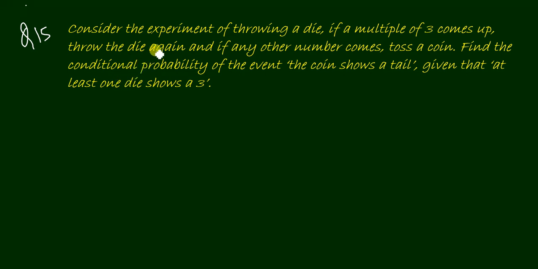Question number 15. Consider an experiment of throwing a die. If a multiple of 3 comes up when we throw a die, we have to throw the die again. If any other number comes, we have to toss a coin. Find the conditional probability of the event that the coin shows a tail, given that at least one die shows the 3. Okay, so first of all we will write the sample space for this problem.